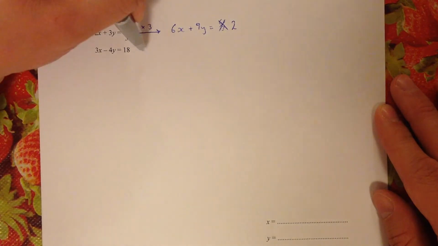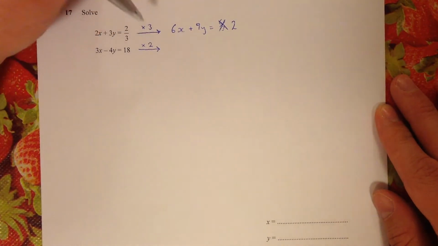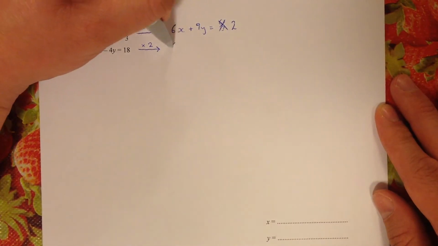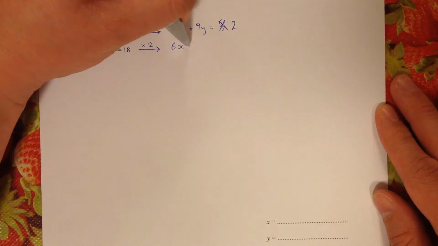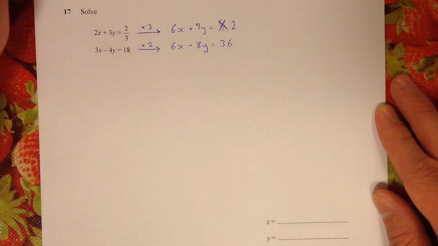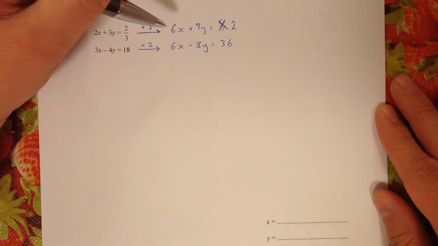The second equation, to turn that to have 6x at the beginning, I'm going to have to multiply by 2, so I'm going to make the whole thing 2 times bigger. So 3x times 2 is 6x, minus 4y times 2 is minus 8y, and 18 multiplied by 2 is 36. So I now have my simultaneous equations where one of the variables is the same size.